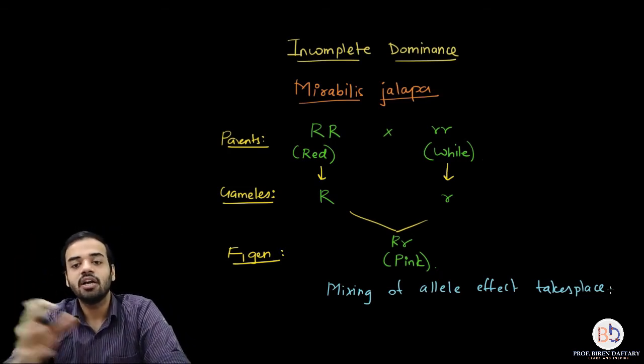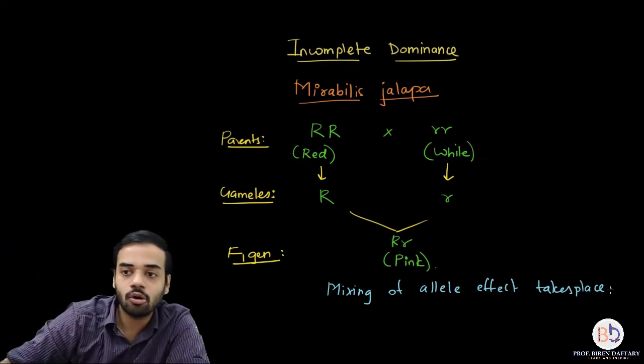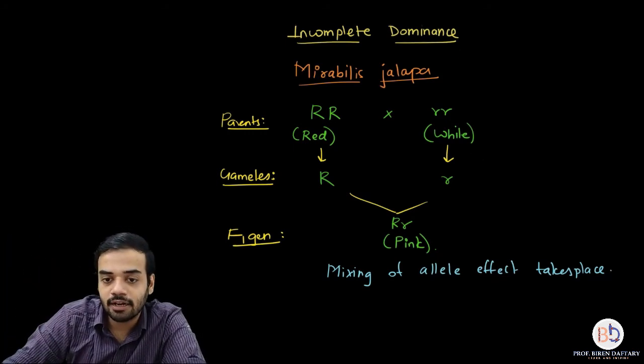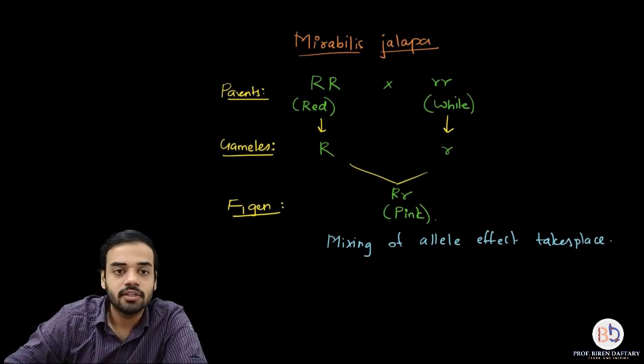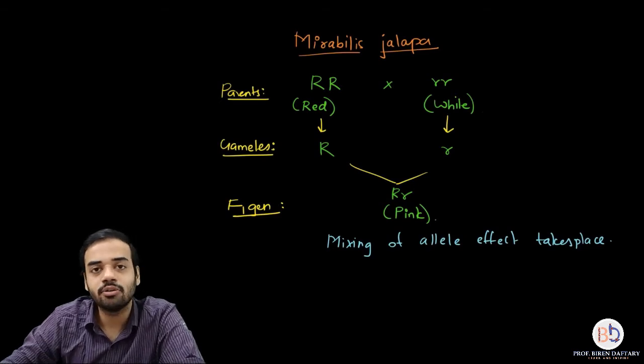So you get a totally different phenotype. Now if we self this F1 hybrid, the selfing you can do using a Punnett square.